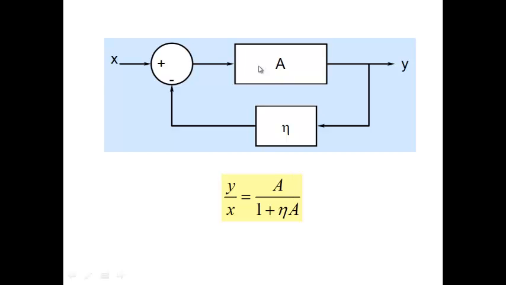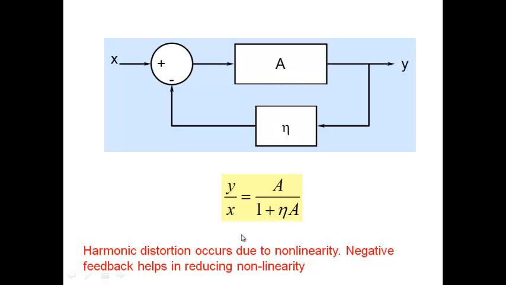This is a picture that you are all familiar with. I have an amplifier. This could be any block, and so a picture of negative feedback. You know that y by x is A by 1 plus eta A. Fine. One of the well-known effects of negative feedback is that it helps in reducing nonlinearity. If you're seeing distortion, that distortion is occurring because of nonlinearity. If I didn't have nonlinearity, there would have been no distortion. So if you reduce nonlinearity, you reduce distortion. Okay, so let me show you an example here.